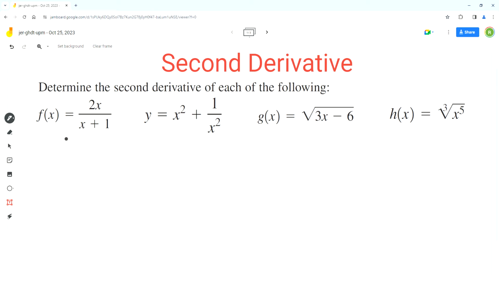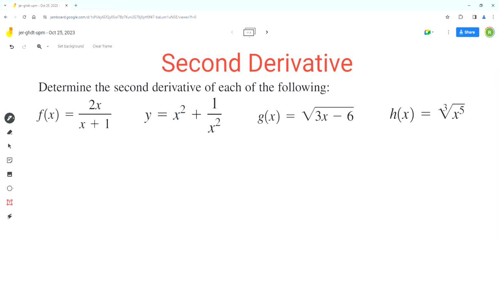Now the second derivative is the derivative of the first derivative. So the first step in finding the second derivative is to find the first derivative for each of these equations. Now the first one is f of x equals 2x over x plus 1. Now this is a rational function, so we can find the first derivative of this function using the quotient rule.